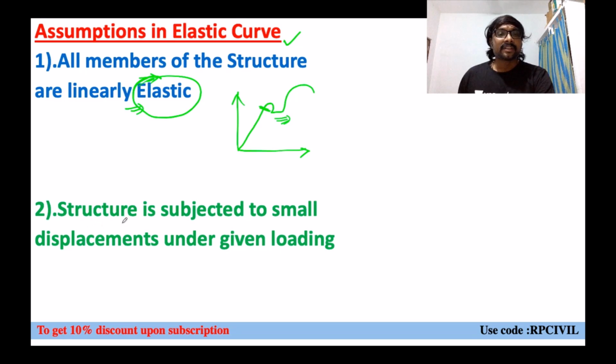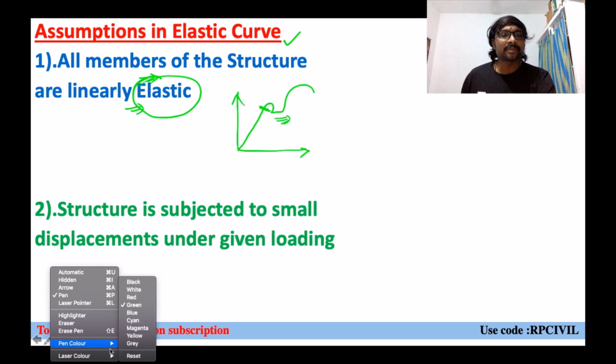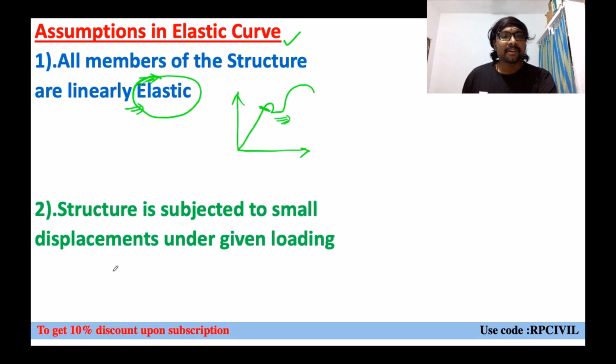Now, the structure is subjected to small displacement under the given loading. What is the meaning of small displacements under the given loading, you can say? If you just observe, whenever there is a mechanism like this, just for an example, this is your simple beam with an internal hinge. It is acting like a mechanism. The deflection profile will be like this now.